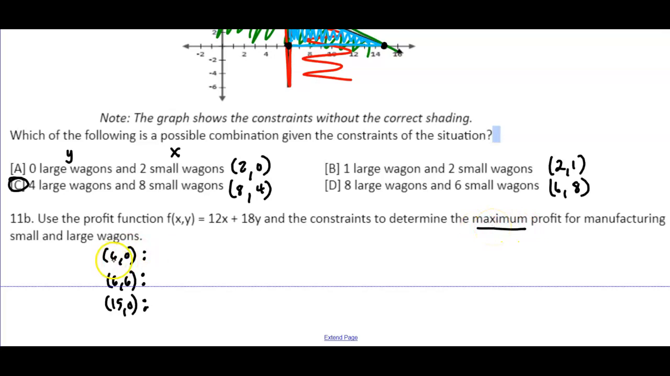So if I plug in x is 6 and y is 0 for the first one, I've got 12 times 6 plus 18 times 0. That's going to give me a total profit of $72 if I make 6 small wagons and no large wagons. If I make 6 of both, that's going to give me 12 times 6 plus 18 times 6, which gives me $180. So much better scenario.